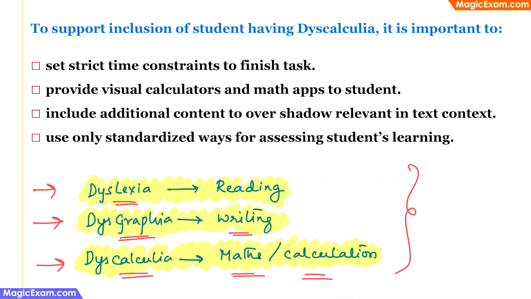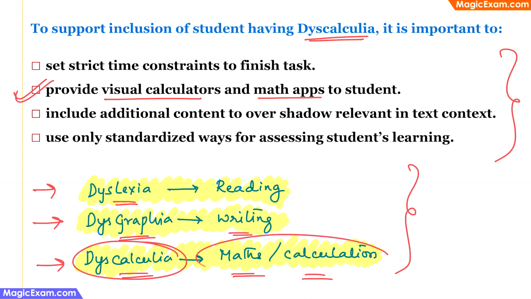Therefore, when we look at the question, it says to support inclusion of students having dyscalculia, it is important to do which of the following. Now, when we look at the four answer choices, the second one says provide visual calculators and math apps to students. This obviously is the correct answer, because dyscalculia is difficulty with mathematics and calculation. Therefore, by providing visual calculators and mathematics apps for students to learn maths and calculation, this is the best way that you can include students with dyscalculia in your classroom.